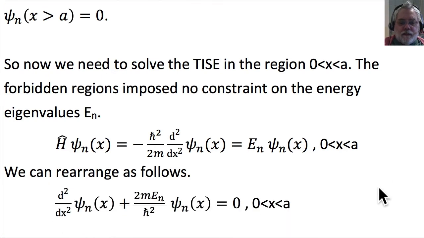We can rearrange this as follows, putting everything on the left side. Now we can use ordinary derivatives because there's no time involved in this equation. Second derivative of psi with respect to x plus 2 times the mass times the energy eigenvalue E sub n divided by h bar squared times psi sub n equals 0 between 0 and a, inside the box.